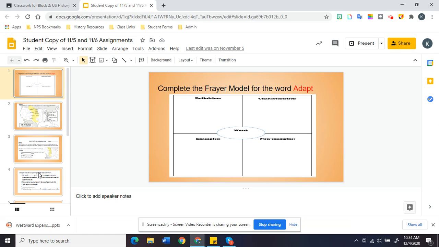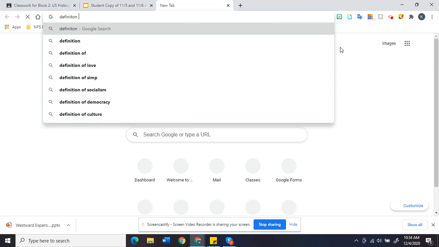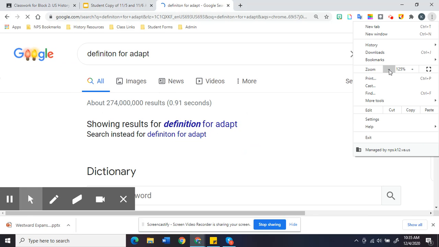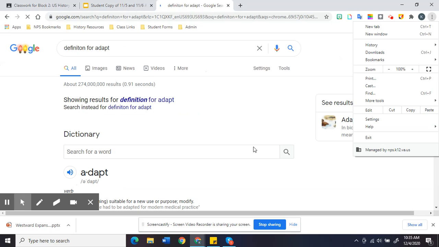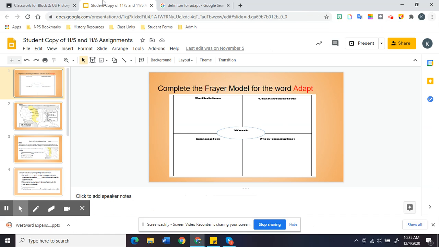So first, our warm-up was to complete the Frayer model for the word adapt. Now, how can you complete this? We're going to look up the definitions. Definition for adapt. So, adapt: make something suitable for a new use or purpose.